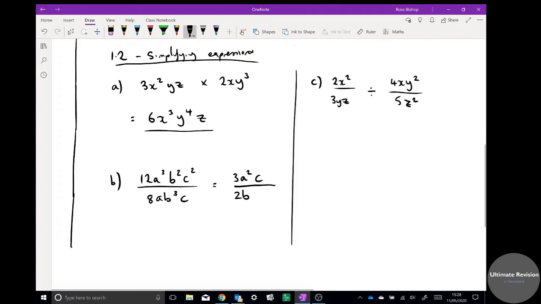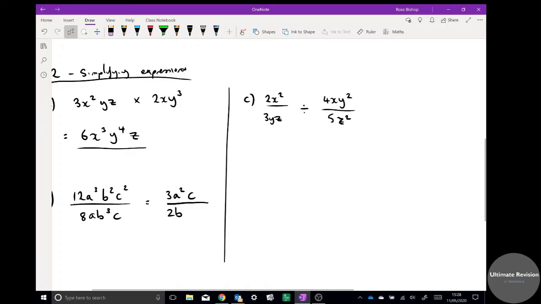Okay, done. And part c, division of fractions is the same as multiplying by the reciprocal. So I'm going to flip that second fraction.